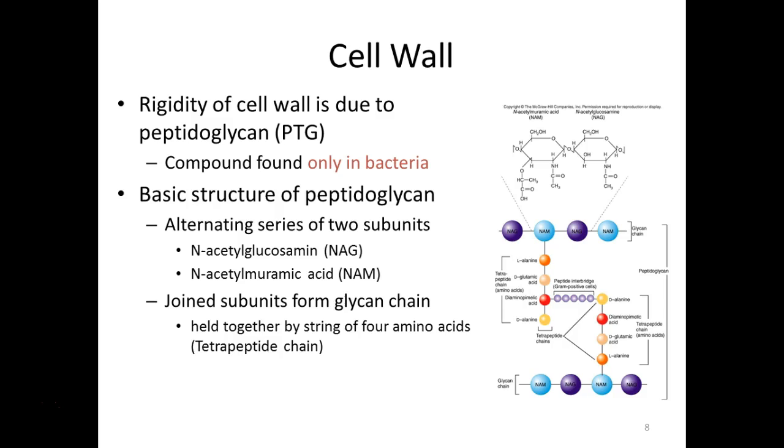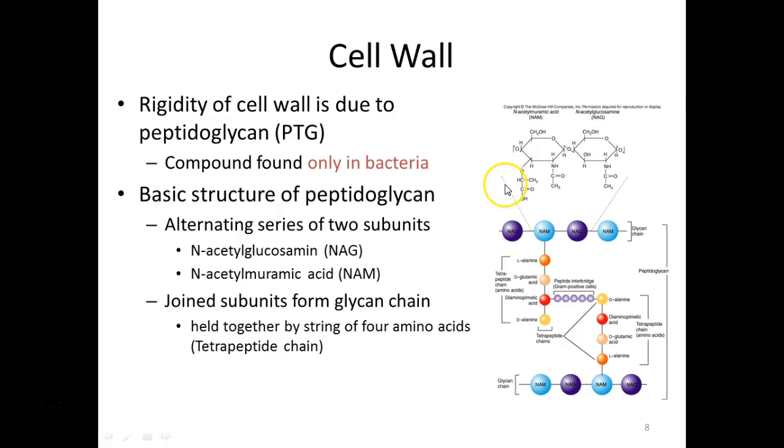What do we put between the sugars to hold the layers together? The sugars of the glycan chain, right? We string them together with 4 amino acids. That's why it's commonly referred to as a tetrapeptide chain, because tetra means 4. Peptide refers to the bond between amino acids, hence where we get the word peptidoglycan. It's a little bit of amino acid and a whole lot of sugar.